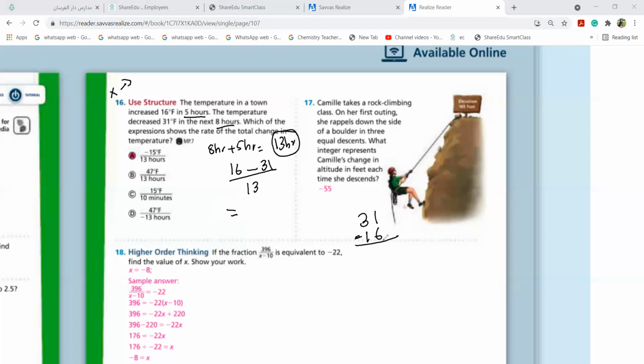Okay, so what is 31 minus 16? 15. 15 you get, okay? So your answer is negative 15. Why negative 15, Ghalia? Oh, because they're opposite signs. Opposite signs, but here I'm subtracting them.